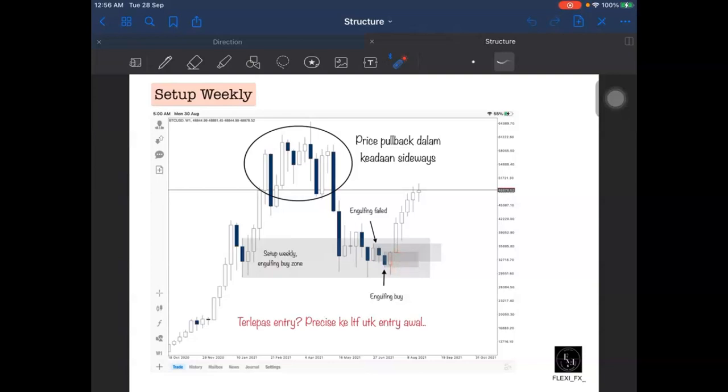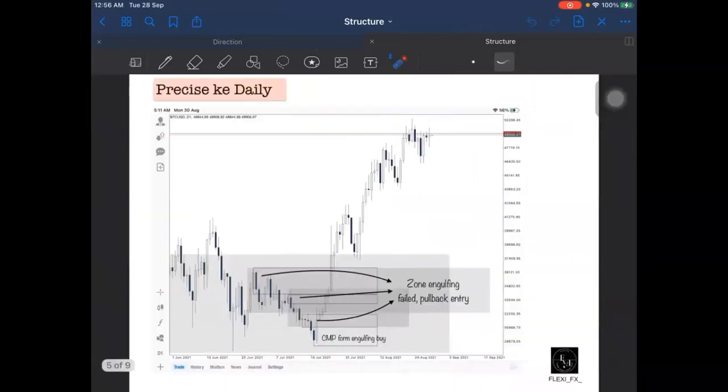Alright, so let's say you miss your entry. We will precise to a lower time frame to entry earlier. So from here, when you precise to daily zone, you see price, CMP, current market price, will form engulfing buy. Since this is a buy setup, of course we need to have engulfing buy as a rejection. And along the way, when it goes up, it has to break engulfing sell, see, break, engulfing sell here, also break, and pulls back and continues to go up.